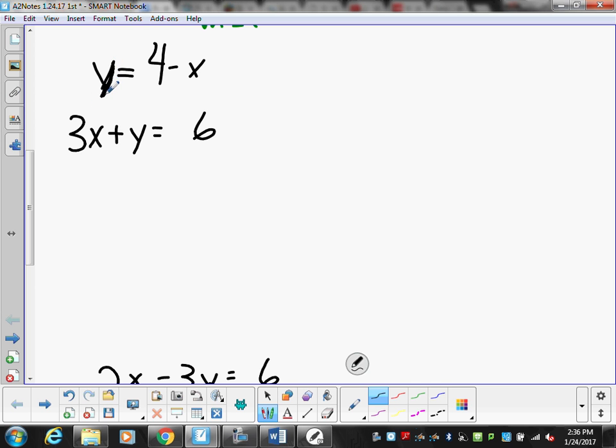All right. So the first thing you've got to do with a problem like this is get it in the form that the second equation's in, because I need the x's to line up and the y's to line up. So I'm going to add x here and over here to move it to the left. Now I have x plus y equals 4, and I still have 3x plus y equals 6.